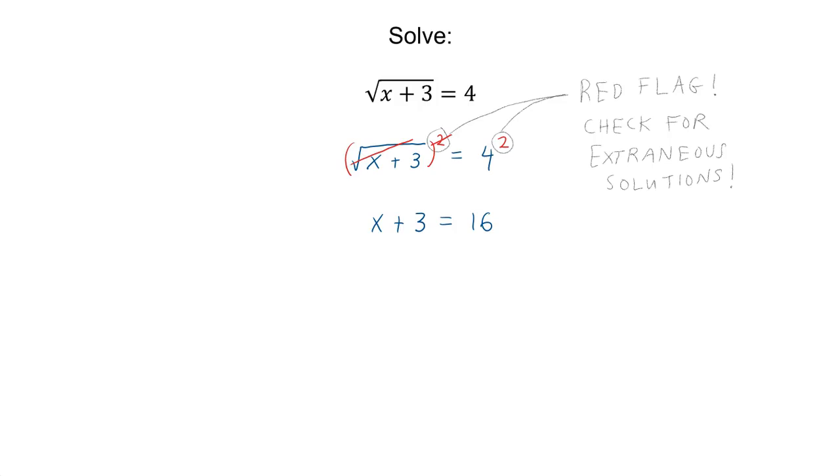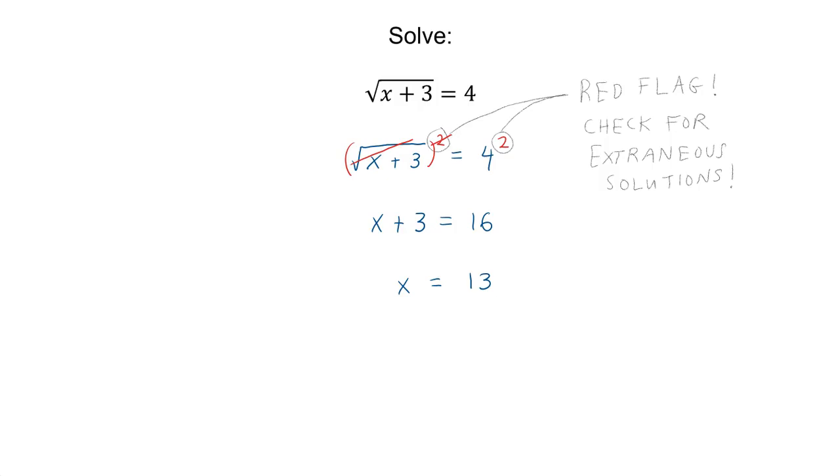This is a linear equation, and we already know how to solve linear equations. So now we just subtract 3 from both sides of the equation to solve for x. And we find that x is equal to 13. But remember, we squared both sides of the equation to solve it. So x equals 13 might be an extraneous solution.